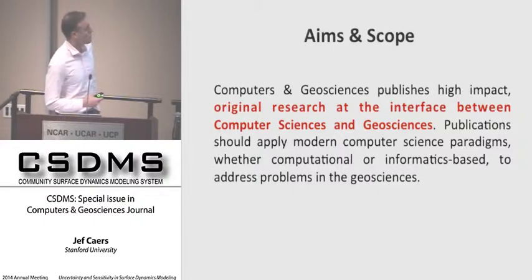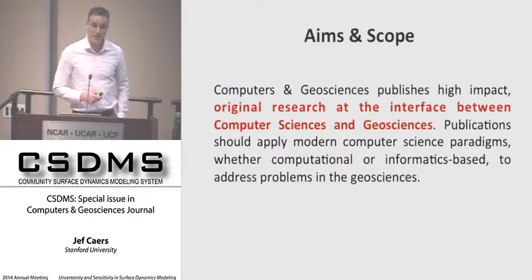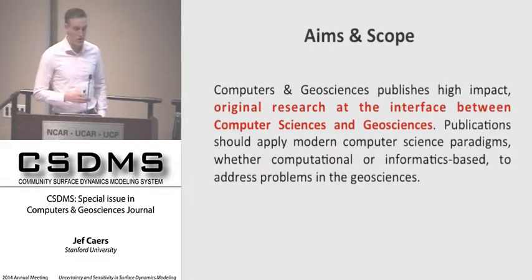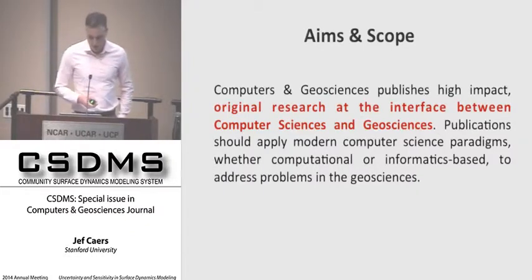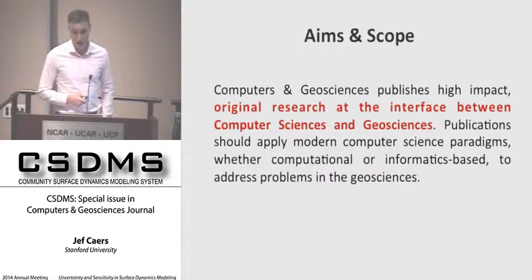So let's talk a little bit about the journal Computers and Geosciences and the scope, which is written here. We present original research in the interface of computer science and the geosciences. What that means is basically that publications need to address modern computer science paradigms. So we look for considerable sophistication there.